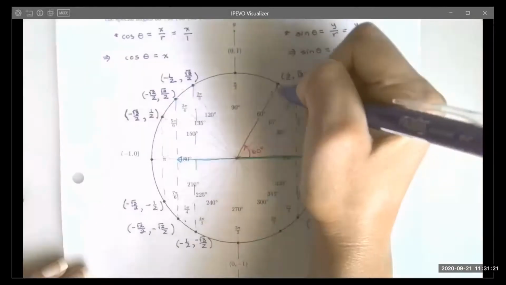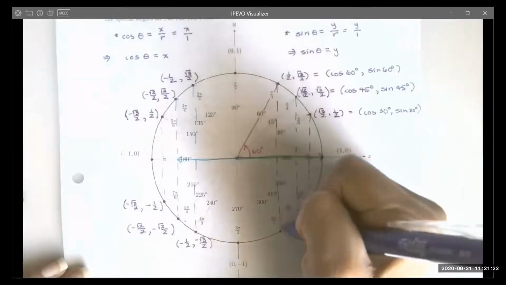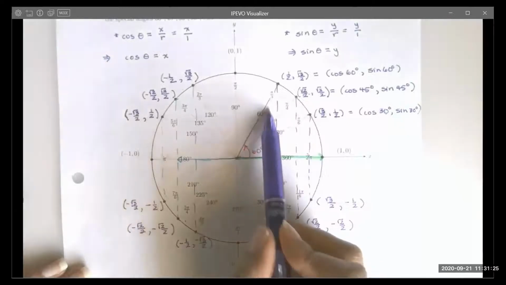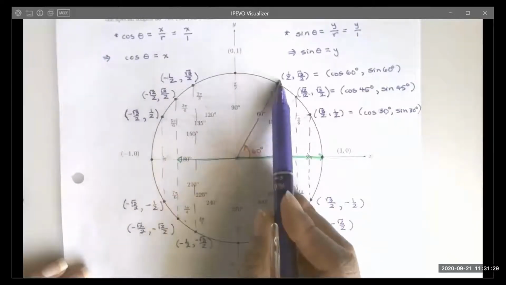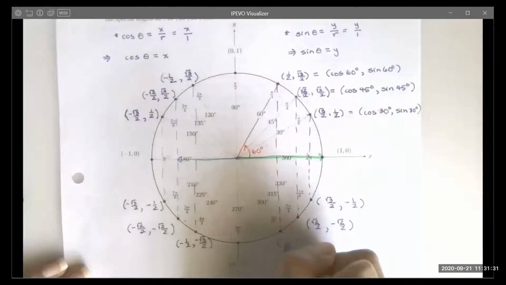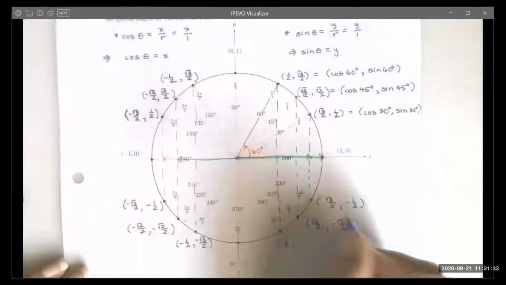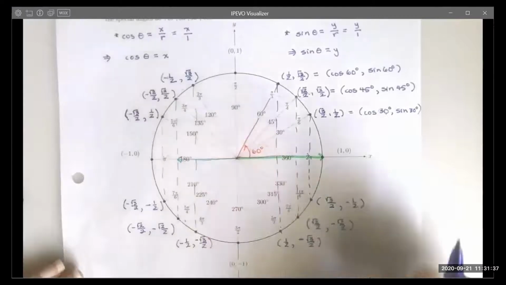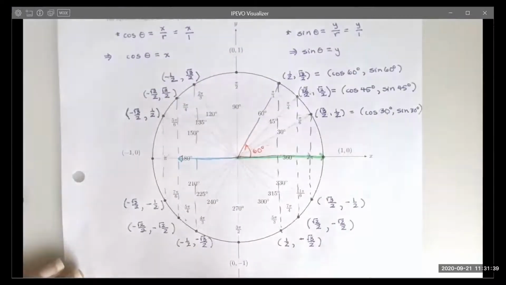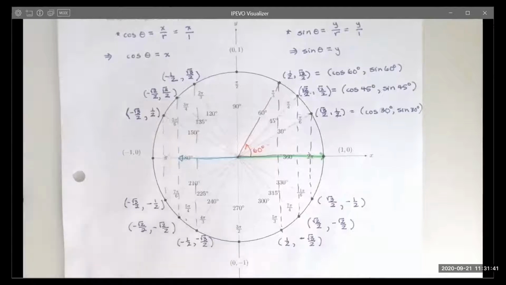And finally, we have this point at 300, which is being reflected by the point at 60. So we're going to have the same x, 1/2, but a negative y coordinate, so negative radical 3 over 2. Okay, now what does this mean? What do these points mean?